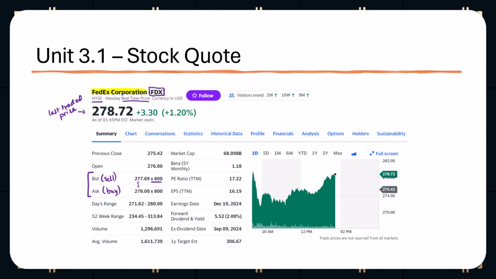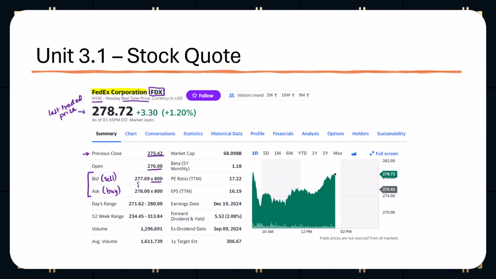Now, prior to the open of trading on this particular day, the prior close was $275.42. It did open up about 58 cents higher this trading day, and that's because obviously stocks can trade after market hours and before market hours. Obviously a lot less liquid then.